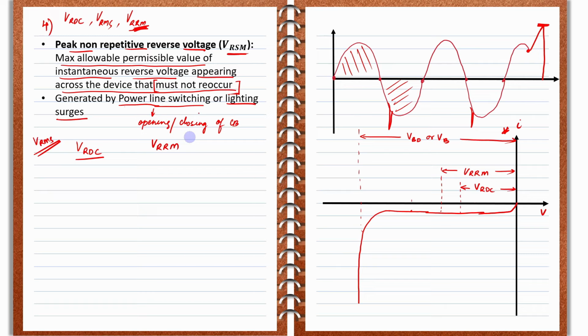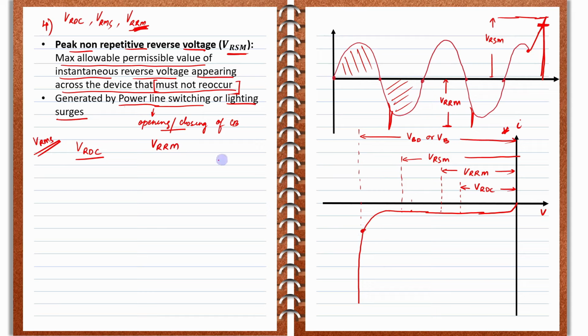The next term that we can put in this graph is the peak non-repetitive reverse voltage. I told you this usually comes during the opening and closing of circuit breakers or during lightning surges. That value will be higher than the VRRM value. This is the VRRM value, and this value I'll put a little bit higher here. So this value is your VRSM, which will be higher than VRRM. I'll put it somewhere around here. Beyond that, if the voltage is so high, the diode goes into the breakdown region. Naturally, the diode will fail beyond this particular point.